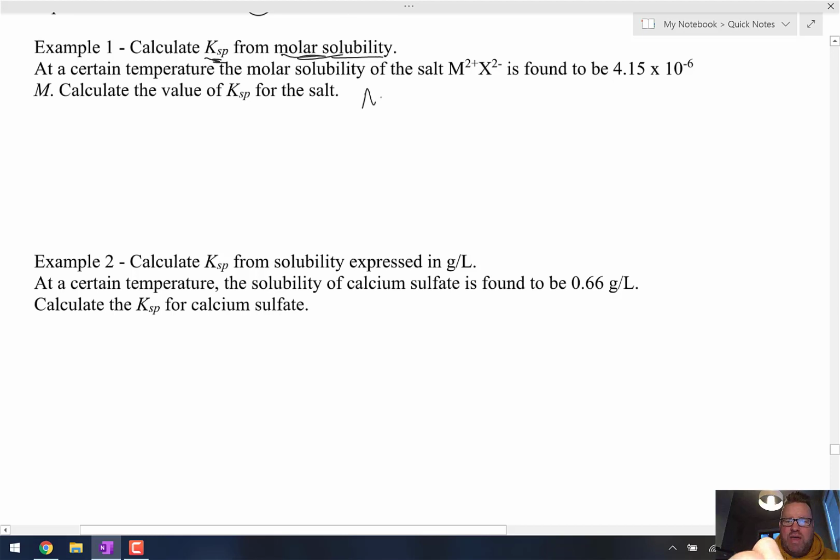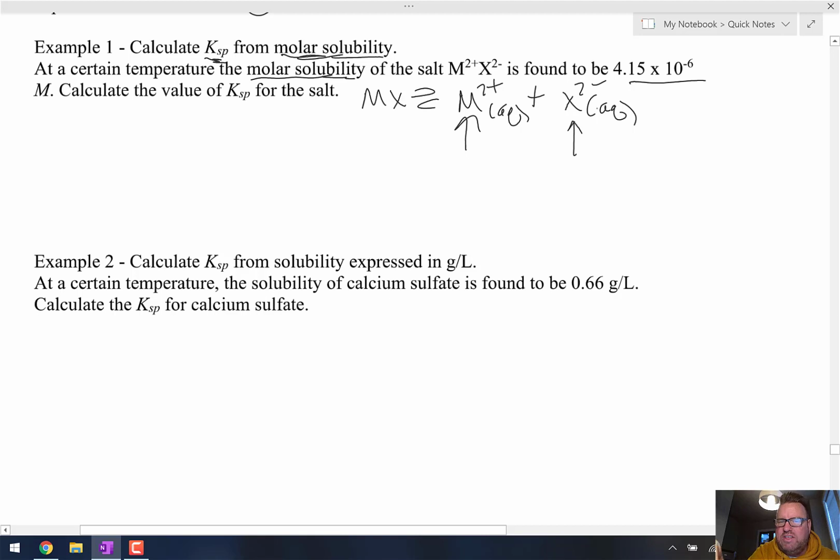So in this case, we have MX in equilibrium with M2 plus and X2 minus. Okay, so in this case, if they say the molar solubility is this, that means that that's the concentration of this, and that's the concentration of this. If it were, for example, 2x here, well, then it would have to be x, this would be 4.15 times 10 to the minus 6, and this one would be double that amount. Okay, so remember, the solubility is the x value. If it's 2x or 3x or something like that, then you have to double it or triple it or maybe cut it in half if it's half.